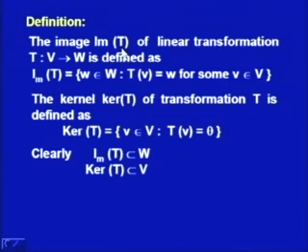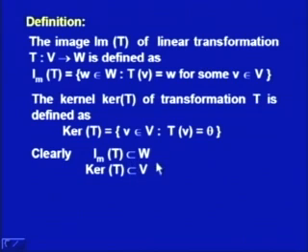Sometimes this is also called the range of T. The kernel of transformation T is defined as the set consisting of all vectors V in V such that TV is equal to the identity in W. That way we define two sets, image T or range T and kernel T. So, these two sets are related to the linear transformation T.